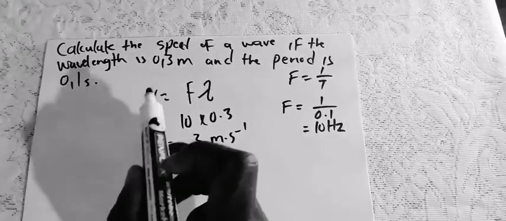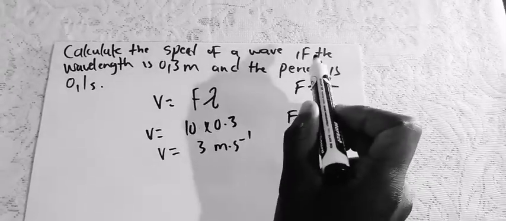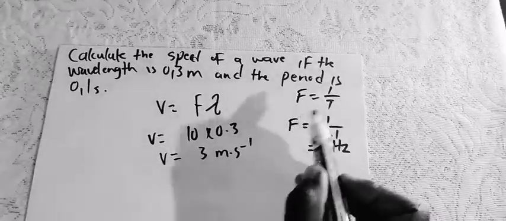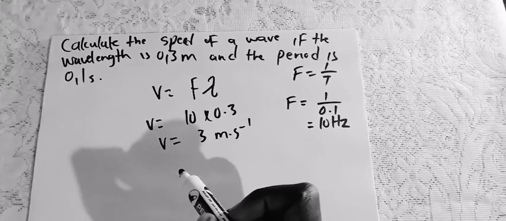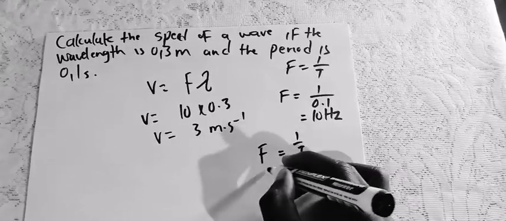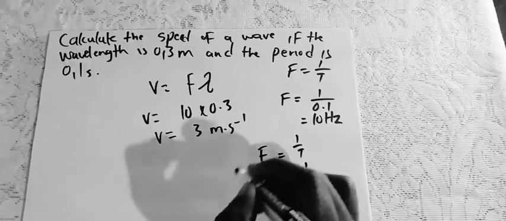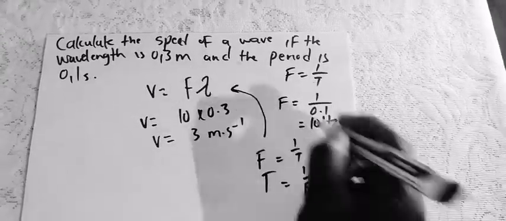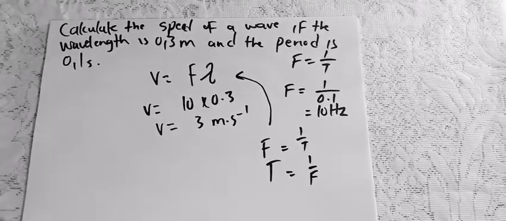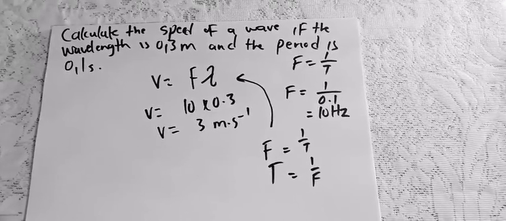So if you are not given the frequency and you're given the period, you use this formula to calculate the frequency. So frequency and period work hand in hand: f equals 1 over T and T equals 1 over f. These are minor formulas which will help you to calculate the wave speed if you're not given the frequency but given the period. That's very important for you to understand. Make sure that the SI units are accurate.